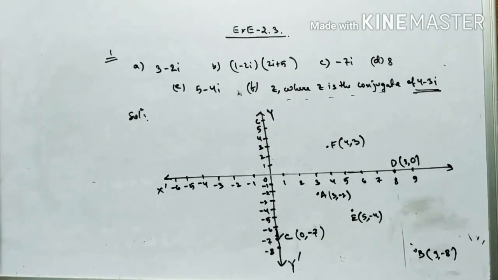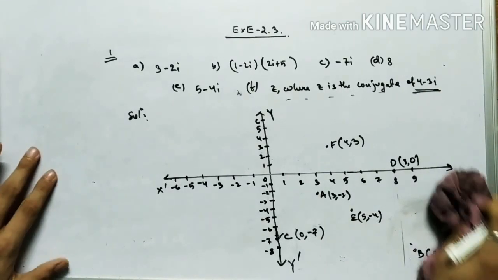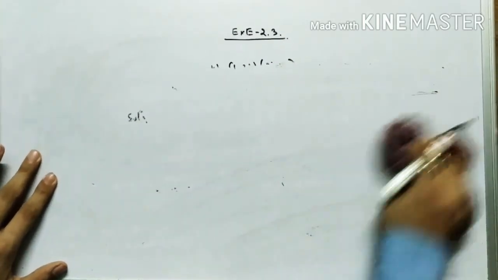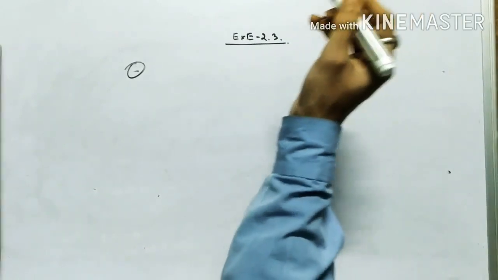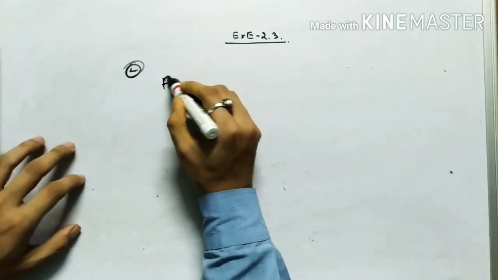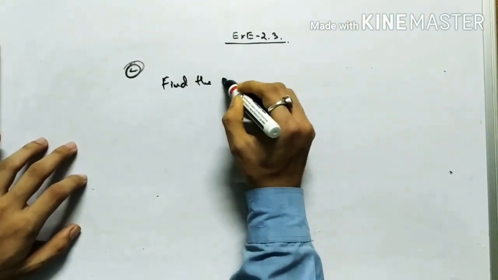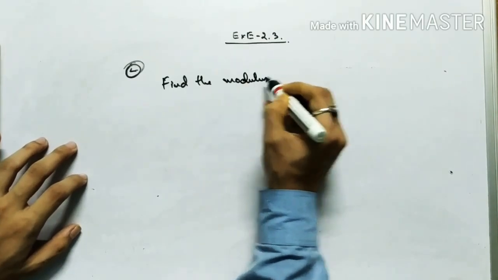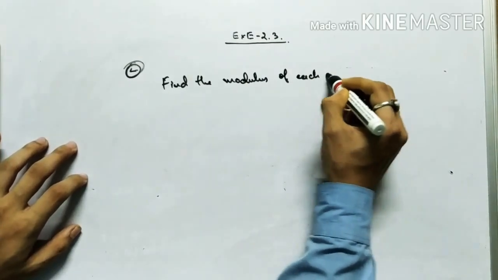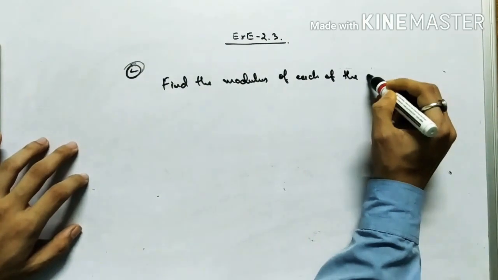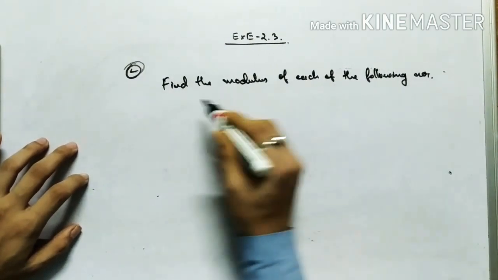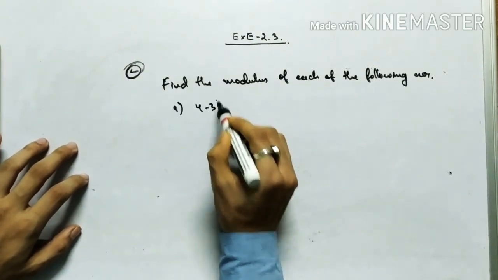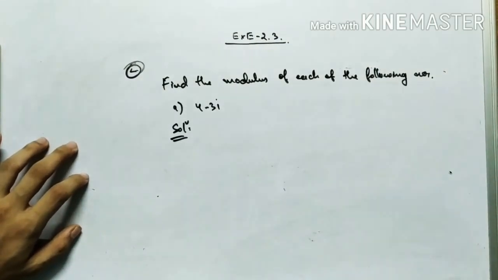Now next I will go to type 2. Type 2: find the modulus of each of the following numbers. Number A is 4 minus 3i.